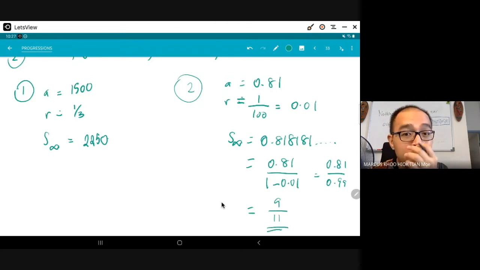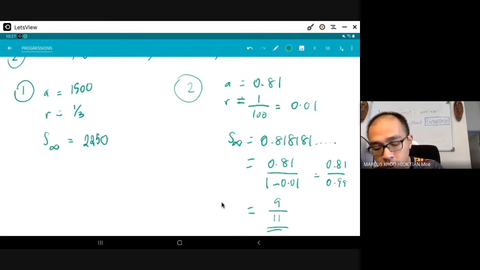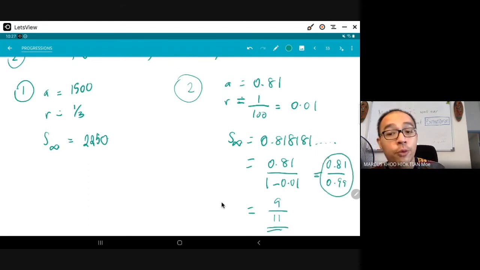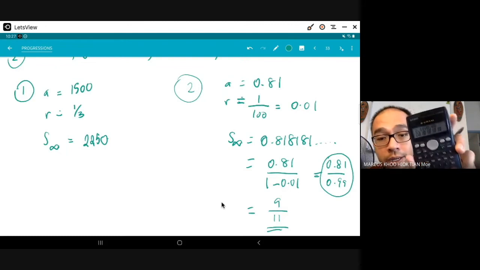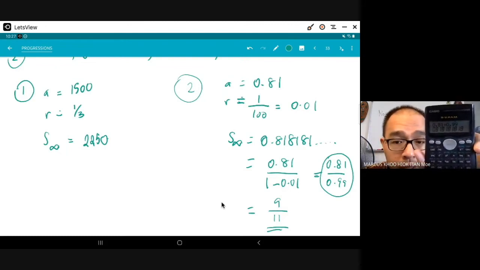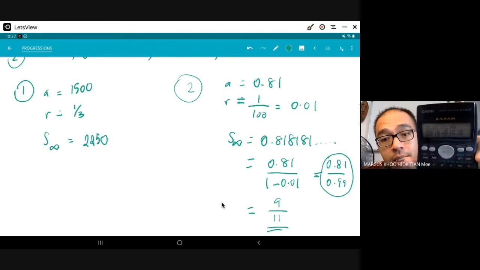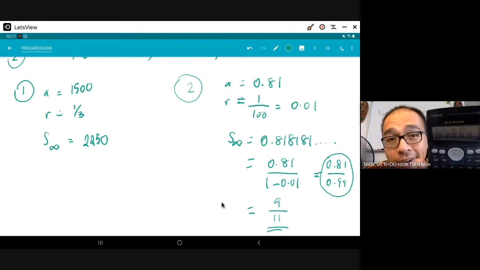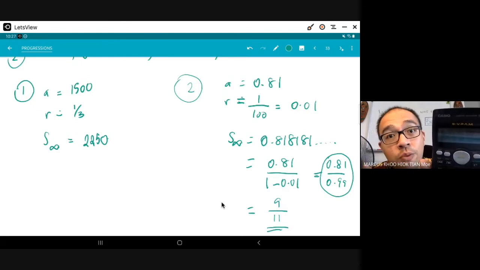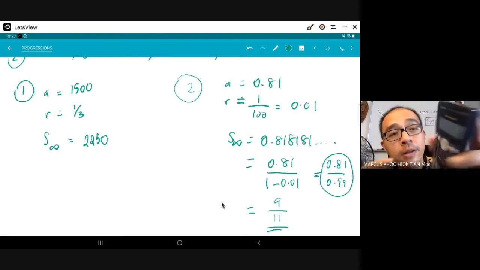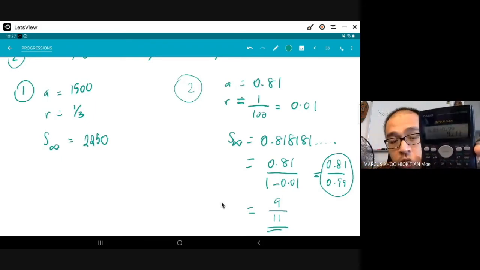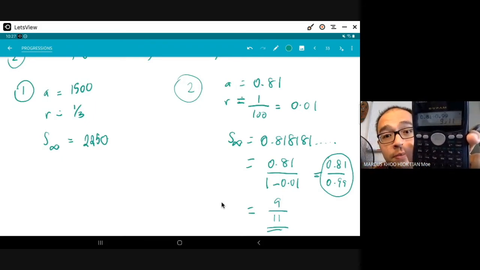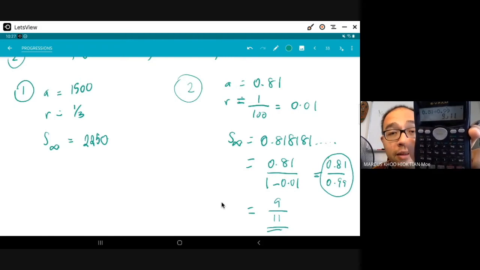Okay, so one thing I want to mention, sometimes when you calculate the sum to infinity, let's say you do 0.81 divided by 0.99. When you press that in your calculator, you'll get this answer. Of course, the answer is 0.81818181. But if you want a nicer answer where you don't have to round off, you press the ABC button and it will change it into a nice fraction for you, which is actually 9 over 11.